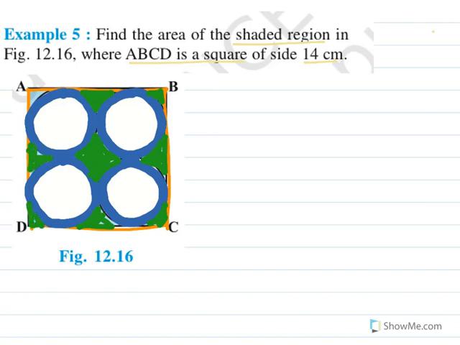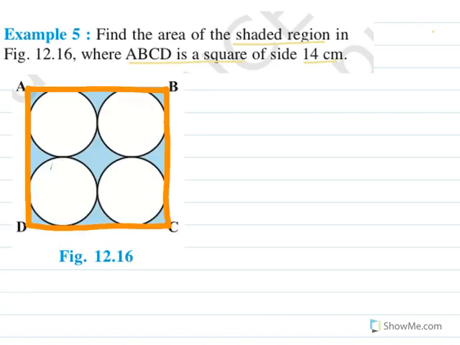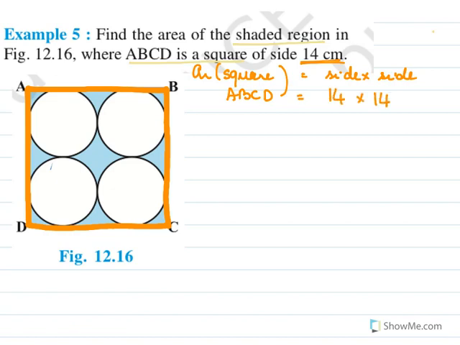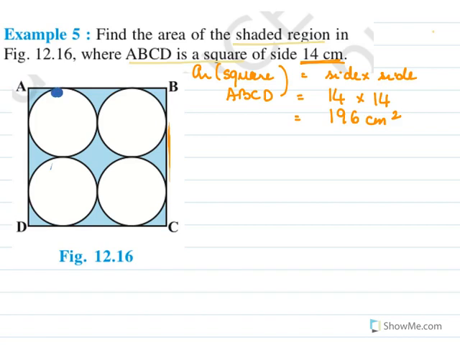So first we need to find, we said, the area of the square. So to find the area of square ABCD, the area of the square we know is side into side. The side is given as 14, so it will be 14 into 14, and that is 196 centimeter square. So first step done.